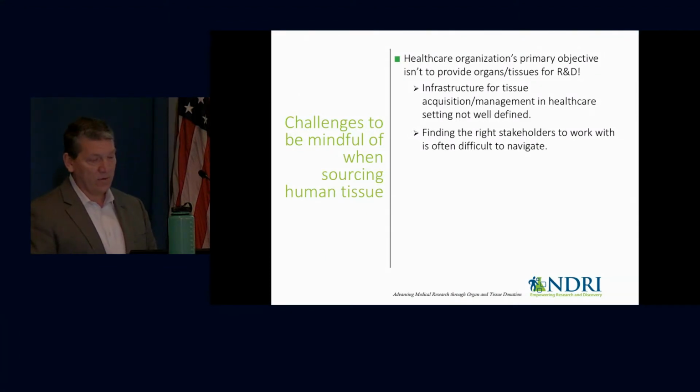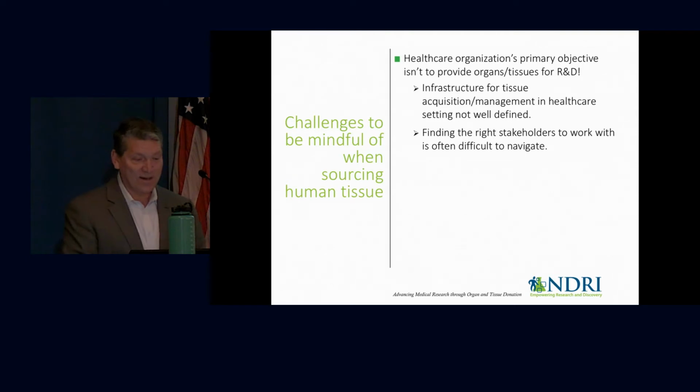Challenges to be mindful of when sourcing human tissue. Some other things to think about. Healthcare organizations' primary objective isn't to provide organs or tissues for research and development. No surprise. Infrastructure for tissue acquisition management in healthcare settings is not well defined. Some hospitals do a good job of it. They're very research friendly. They might even have a procurement group. Others are not. Finding the right stakeholders to work with is often difficult to navigate.